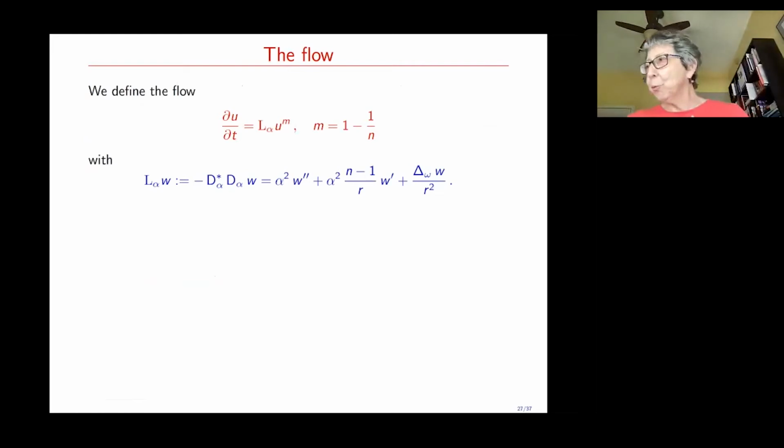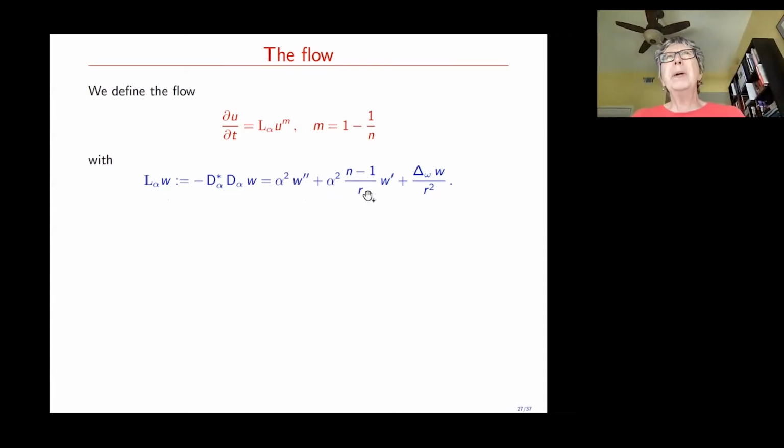So what did we do? After some years of work and some trials of different flows, we found a very simple flow you could think of. It's a nonlinear parabolic equation. m is 1 minus 1 over n, so it's less than 1. This is a parabolic equation because L alpha is an elliptic operator that is written here in polar coordinates. And you can see that in polar coordinates, this operator is practically like the Laplacian, but we have a constant alpha squared in front of the radial derivatives.